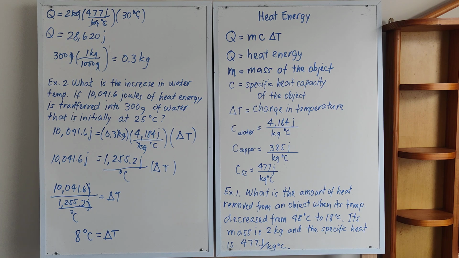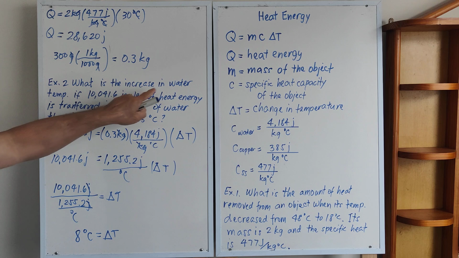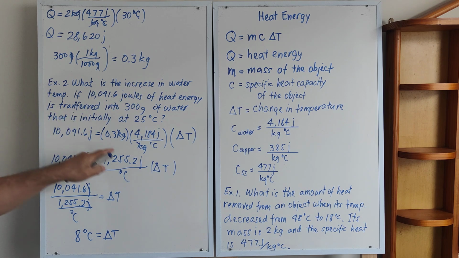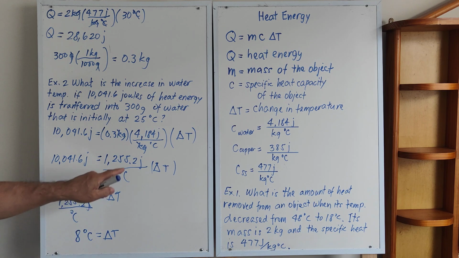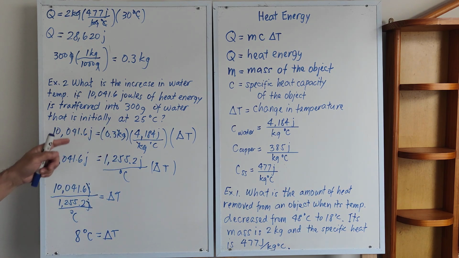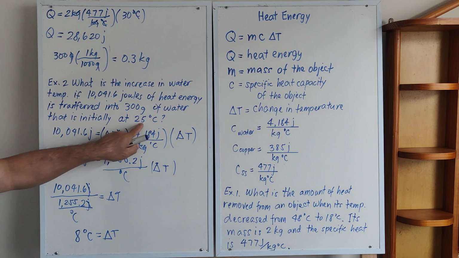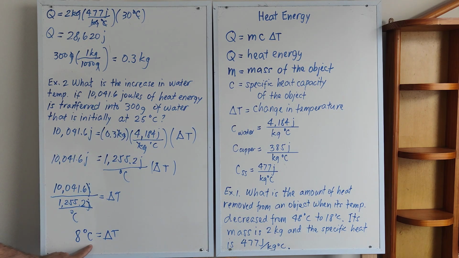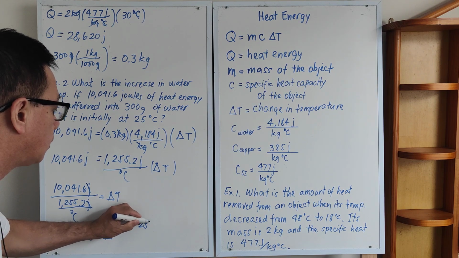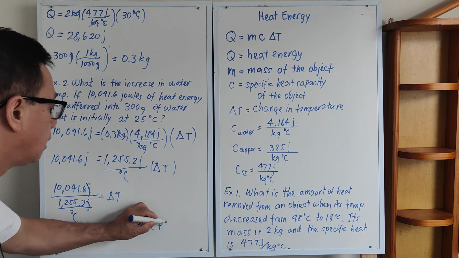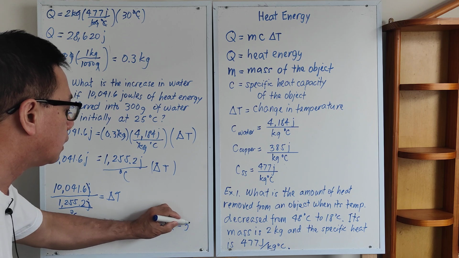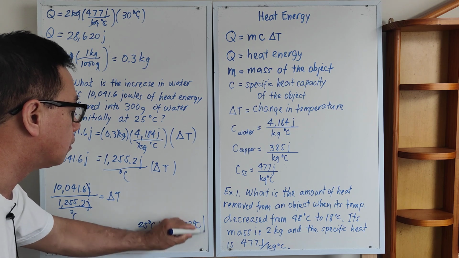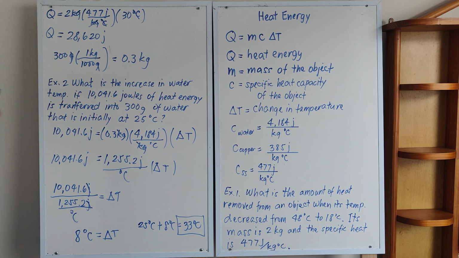Now the question is, what is the increase in water temperature? If you want the increase, this is your answer. But if you want the final temperature, the initial temperature is 25, and there is an increase of 8 degrees. So your final temperature will be 25 degrees centigrade plus 8 degrees. So your final temperature is 33 degrees centigrade.